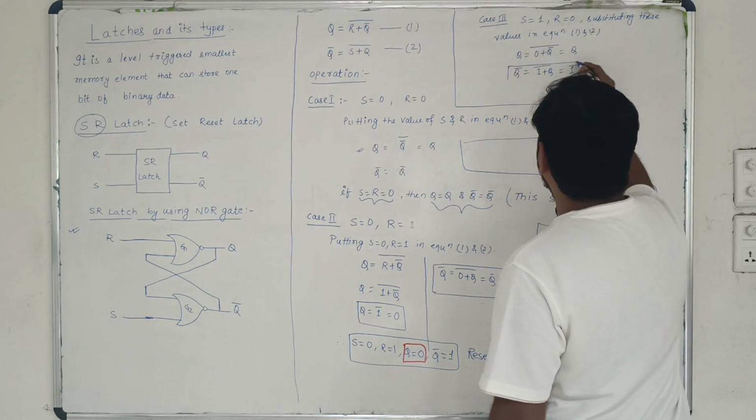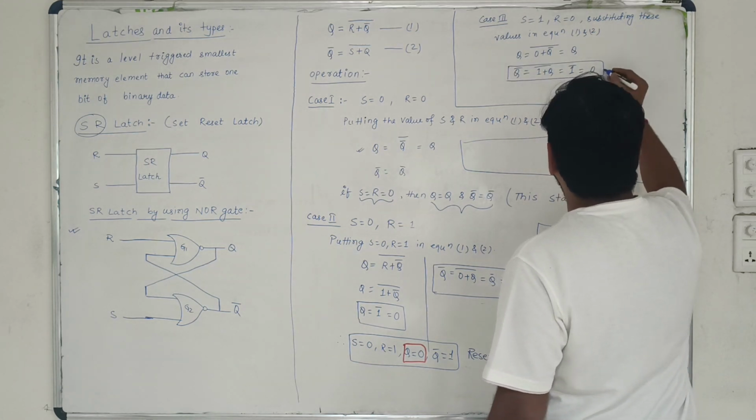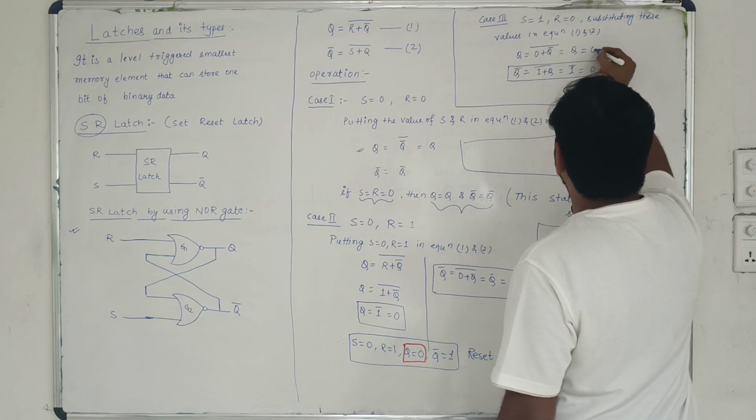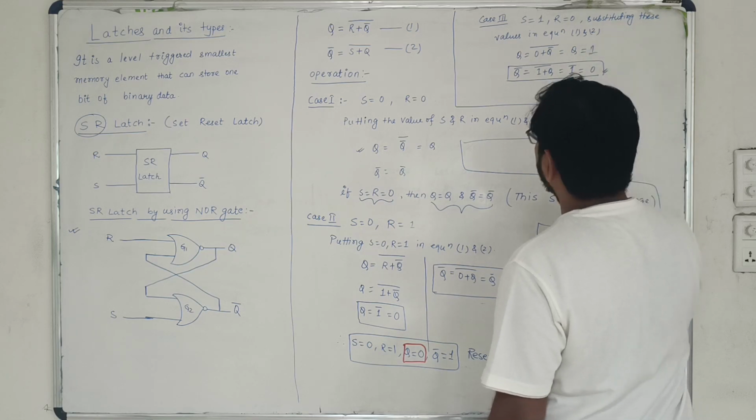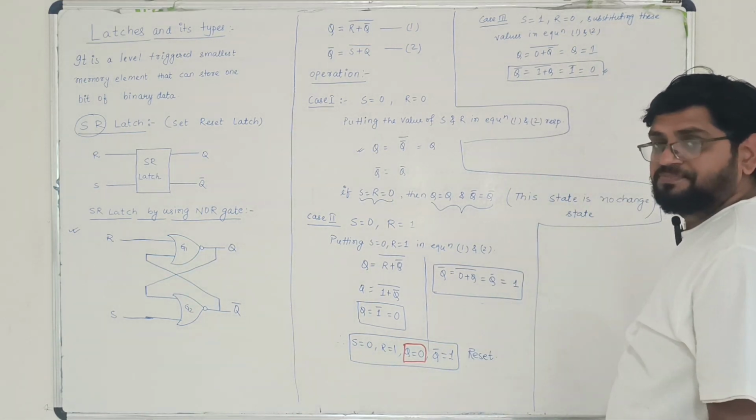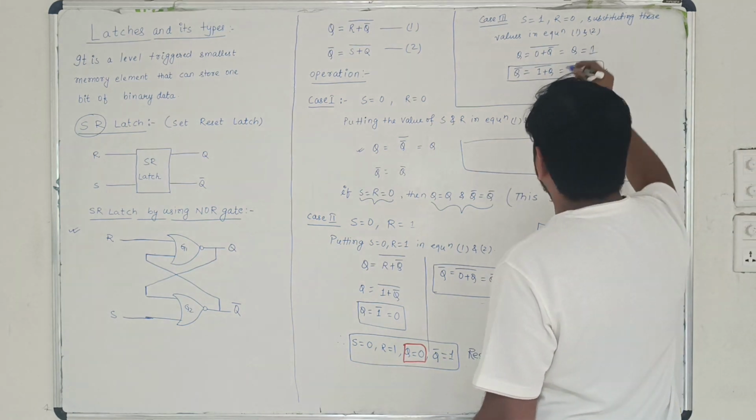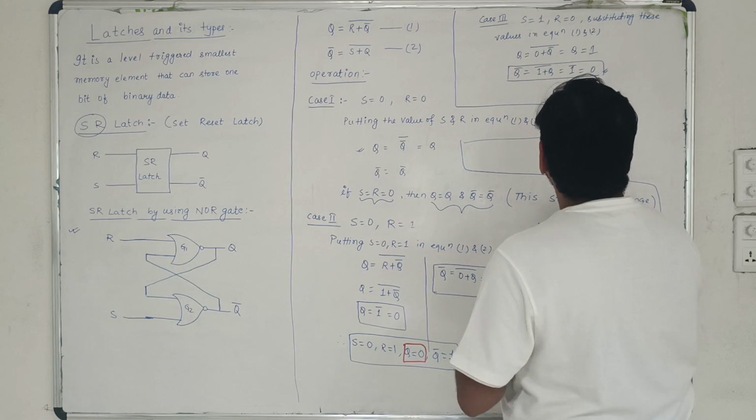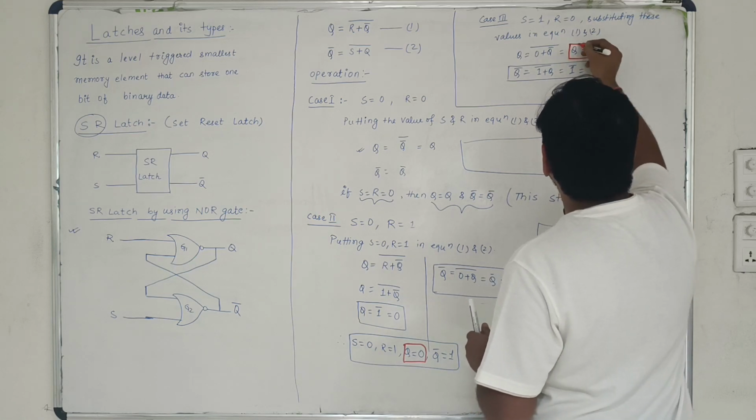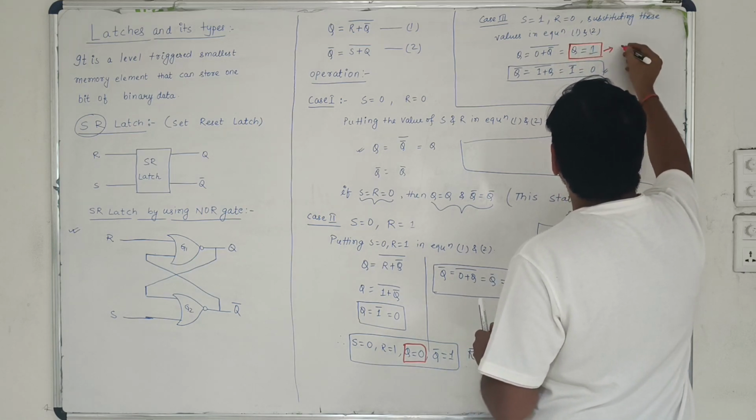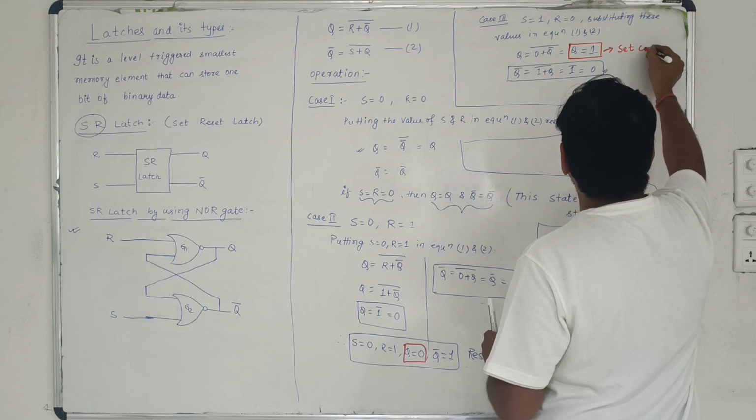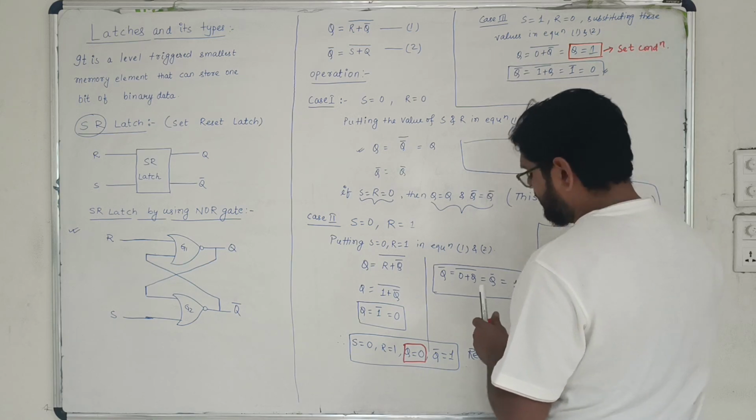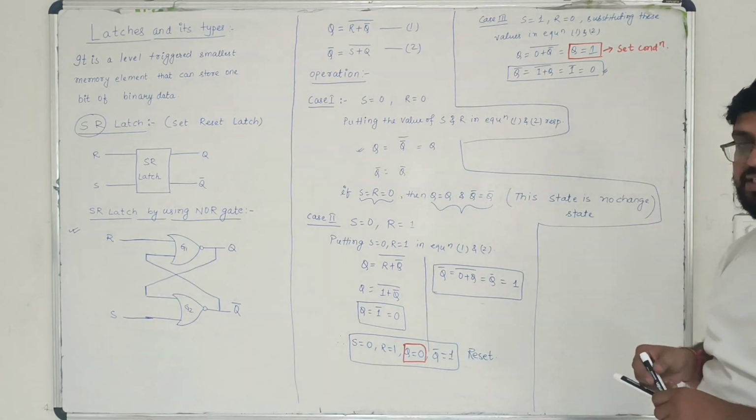So that means Q bar you are obtaining as 0. Definitely, if you are getting Q bar equals to 0, Q will come out to be 1, isn't it? So therefore we can say that, now look at the output here. Q is coming out to be 1, and Q equals to 1 is called the set condition.